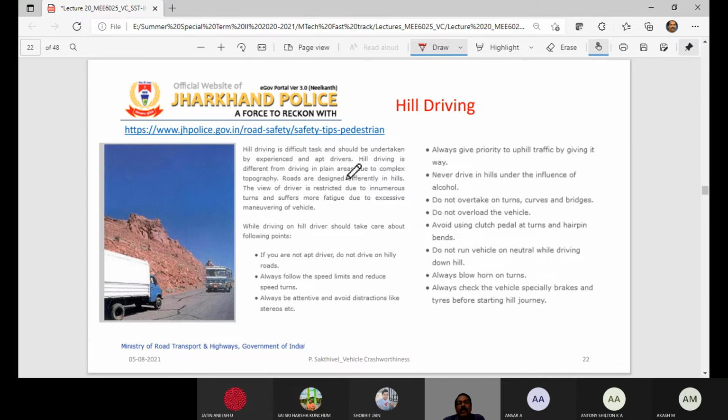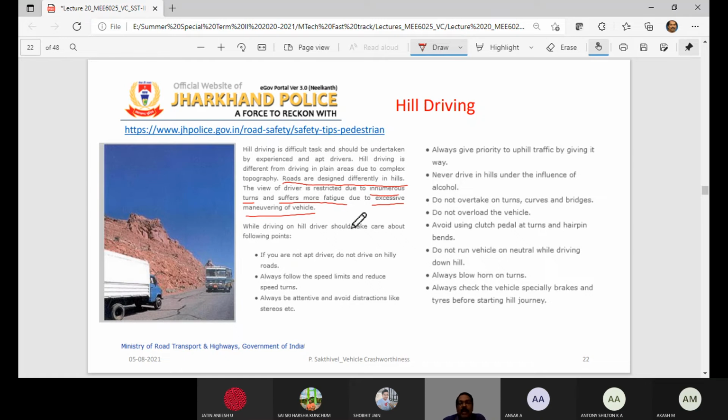Hill driving is different from driving in plain areas, with complex topography. Roads are designed differently in hills. The view of the driver is restricted due to enormous turns, and the driver suffers more fatigue due to excessive maneuvering of the vehicle. This is something to be taken more care of, and that's where the role of ergonomics comes in for heavy vehicles which go on highways or on hill driving like this. The comfort of the driver is very important.